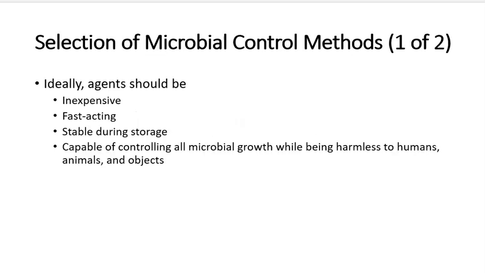So what do we want when we start to choose? I mean, you go into a hospital and they have certain chemicals that they're using, and you use some in your own home. But how do we determine? Okay, how does the epidemiology department of the hospital determine what agents are going to be used?